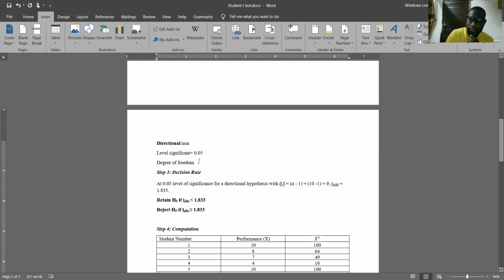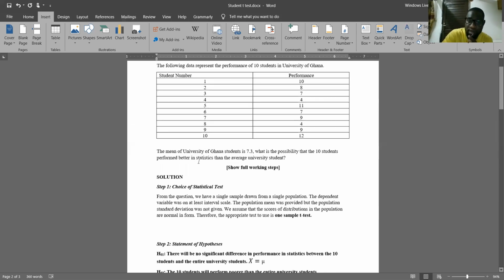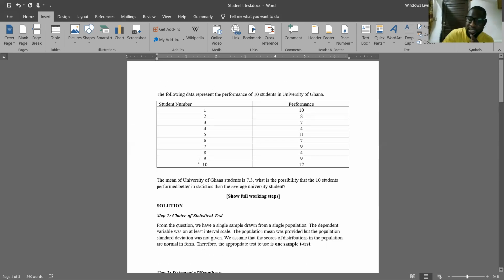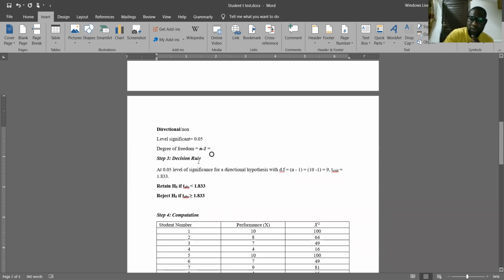Then our degree of freedom. The degree of freedom for one sample t-test is n-1, where in this course, whenever you see small n, it represents the total number of people in the sample. And from the question, they indicated we have 10 students. So it means 10 students will be our sample. So we have 10 minus 1, which is equal to 9. So our degree of freedom is 9. Our level of significance is 0.05, and our hypothesis is directional.